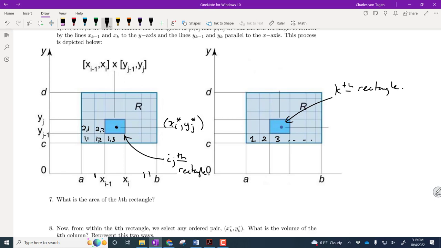And so this ordered pair we'll refer to as the ordered pair x sub k, y sub k. Oops, and I should put stars on there. What does the star mean? It means it's just any old representative point from within that kth rectangle. Questions on that?